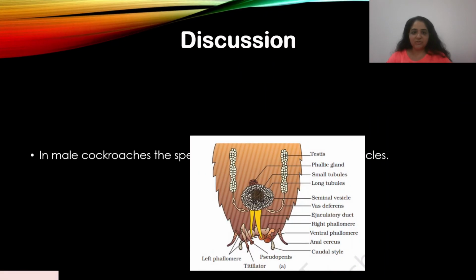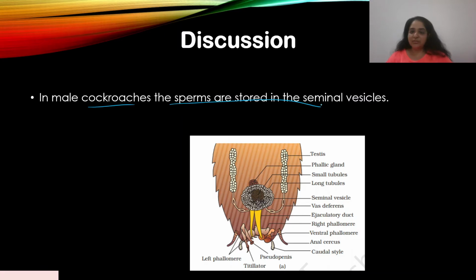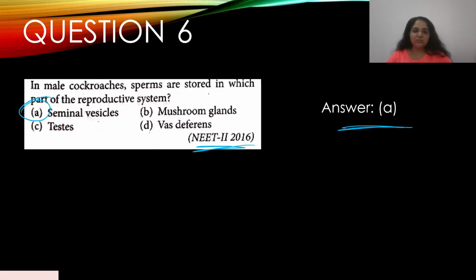Let's go to the discussion. So in male cockroaches, sperms are stored in the seminal vesicles. Over here you can see the seminal vesicles. This diagram is taken from NCERT. So these small, long tubules, seminal vesicles, they all form a part of mushroom gland. And so when the sperms come in, they are stored temporarily in the seminal vesicles till they are let out. Mushroom gland also was an option, but the appropriate answer over here clearly was A, seminal vesicles. I mean, we would choose that as the appropriate answer.